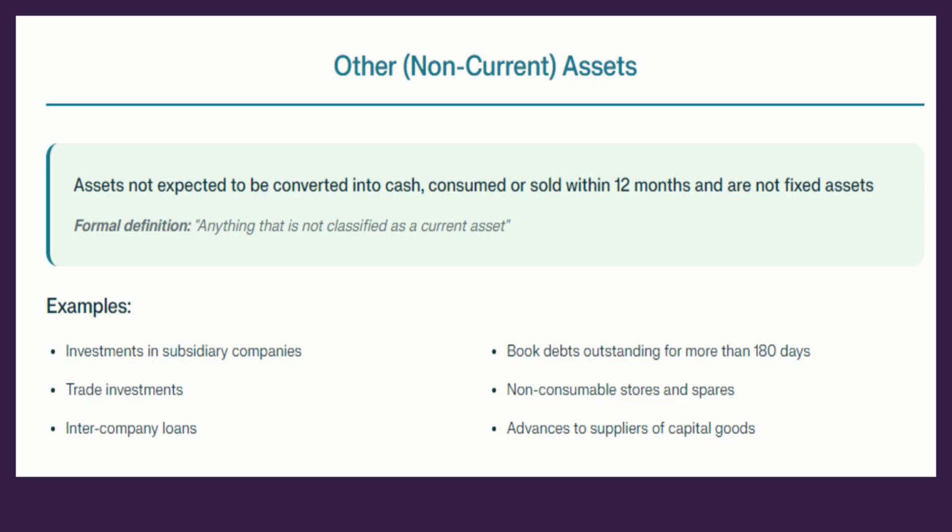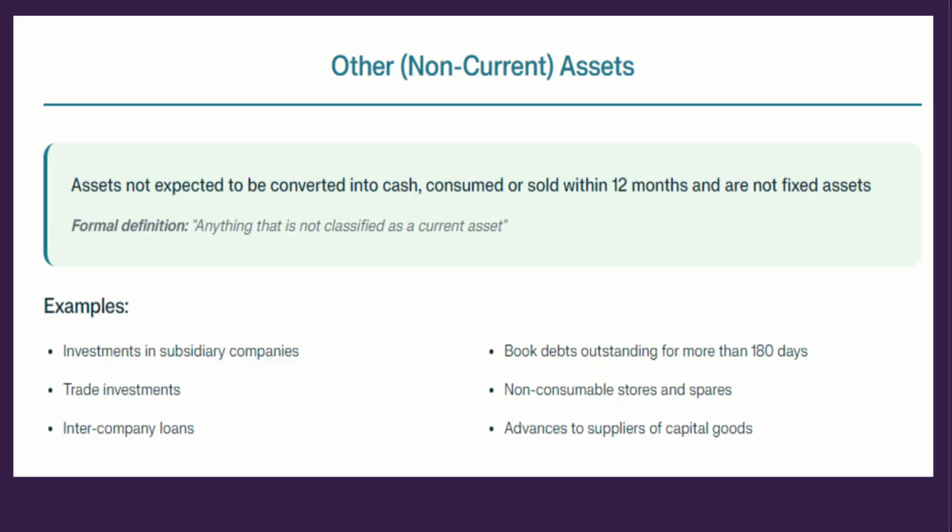Then we have other non-current assets, which includes assets that are not expected to be converted into cash, consumed or sold within 12 months of the balance sheet date, or the normal operating cycle of the firm or business. And at the same time, they are not even fixed assets. Formally, a non-current asset is defined as anything that is not classified as a current asset. Examples include investments in and advances to subsidiary companies or sister concerns, trade investments, intercompany loans, book debts outstanding for more than 180 days, non-consumable stores and spares, and advances to suppliers of capital goods. The term other non-current assets is used to differentiate them from fixed assets, which are also non-current.